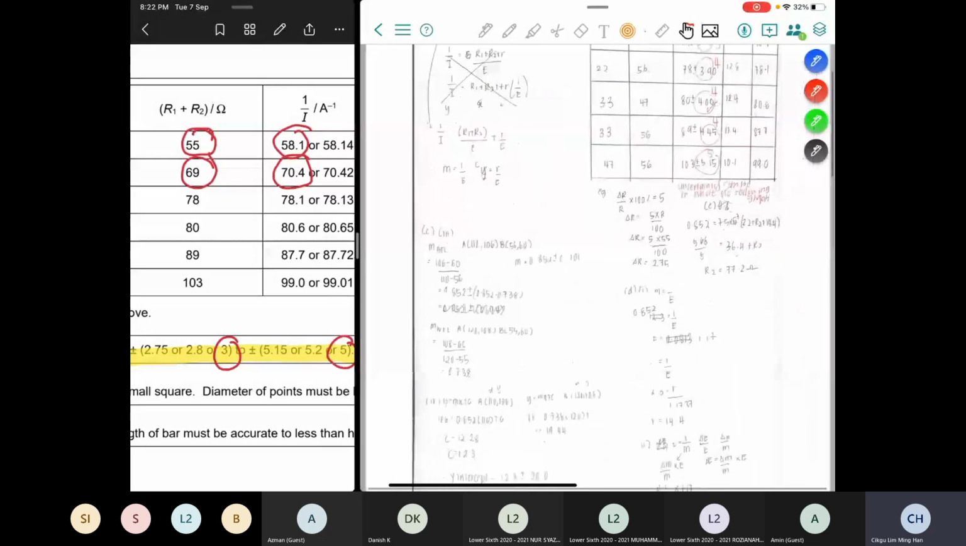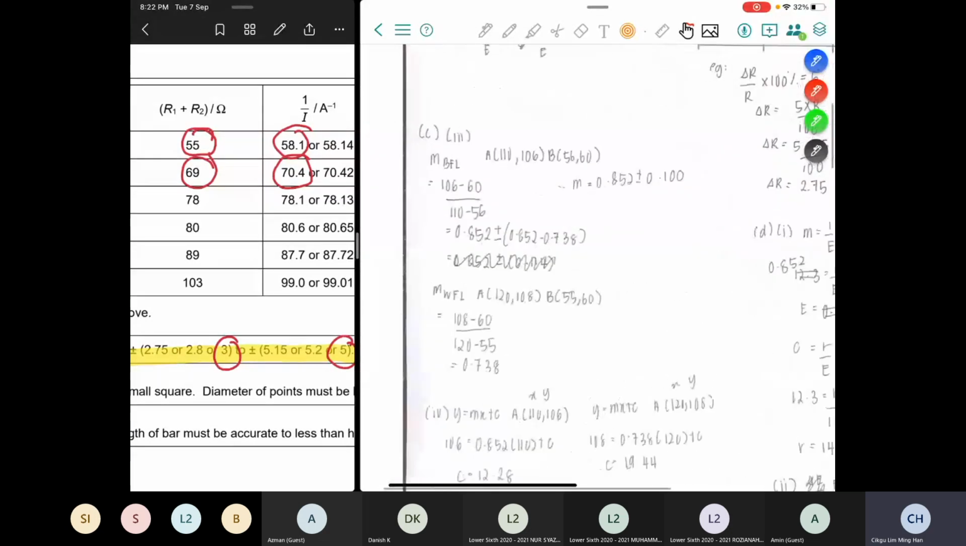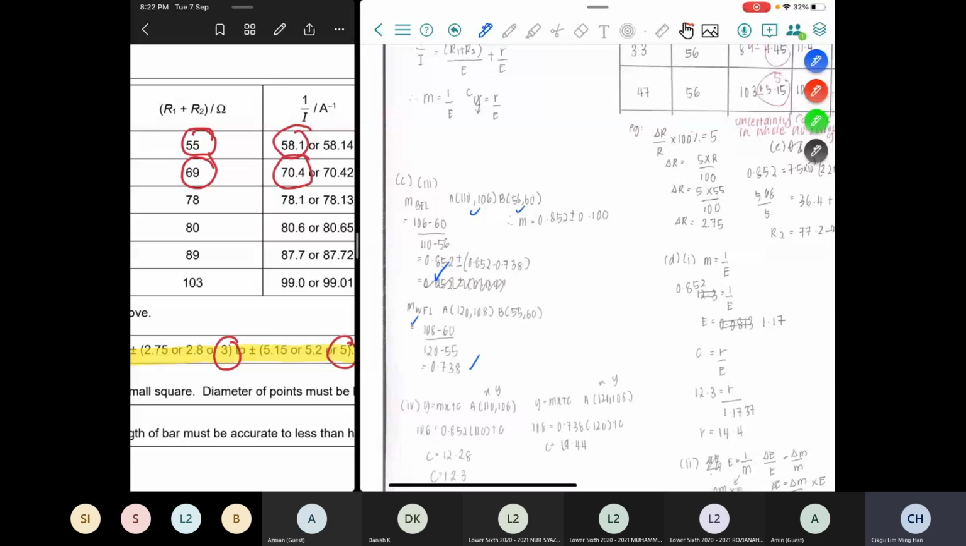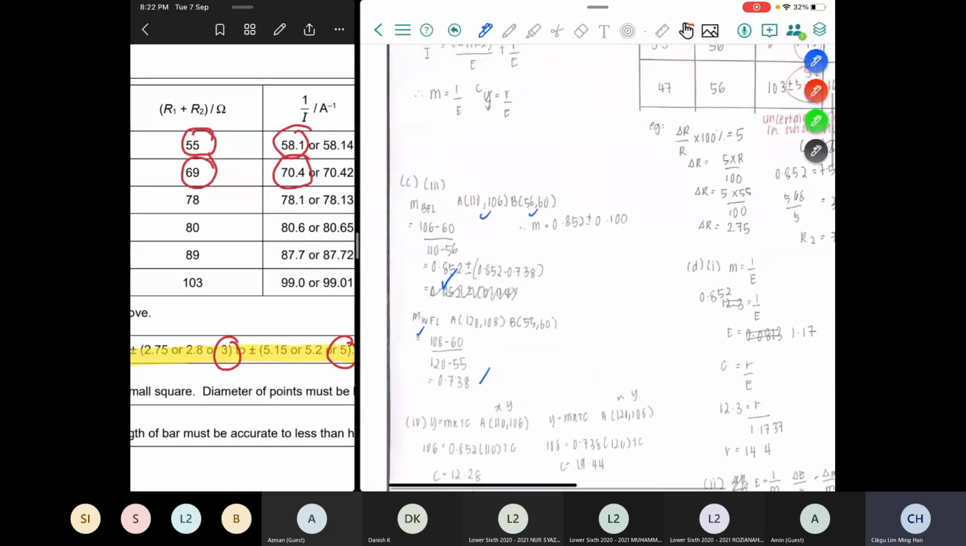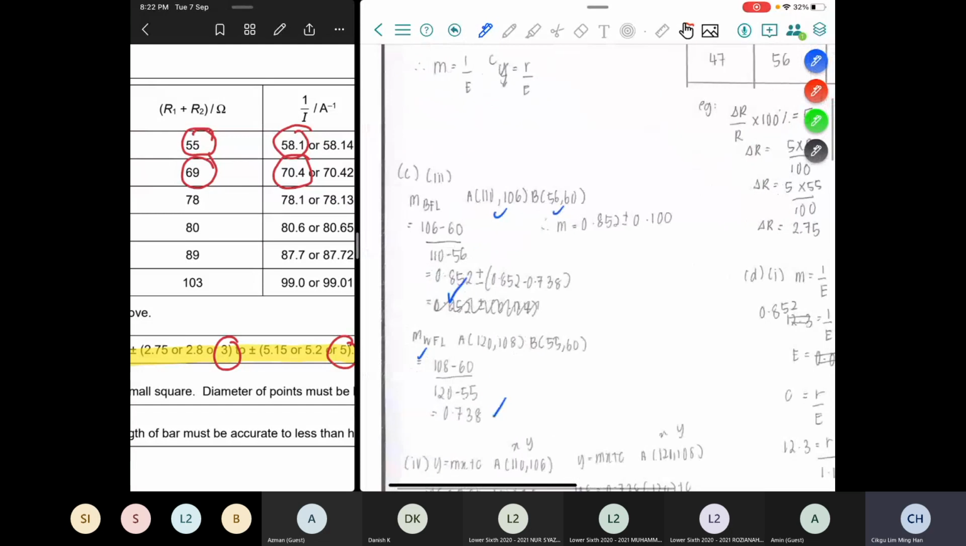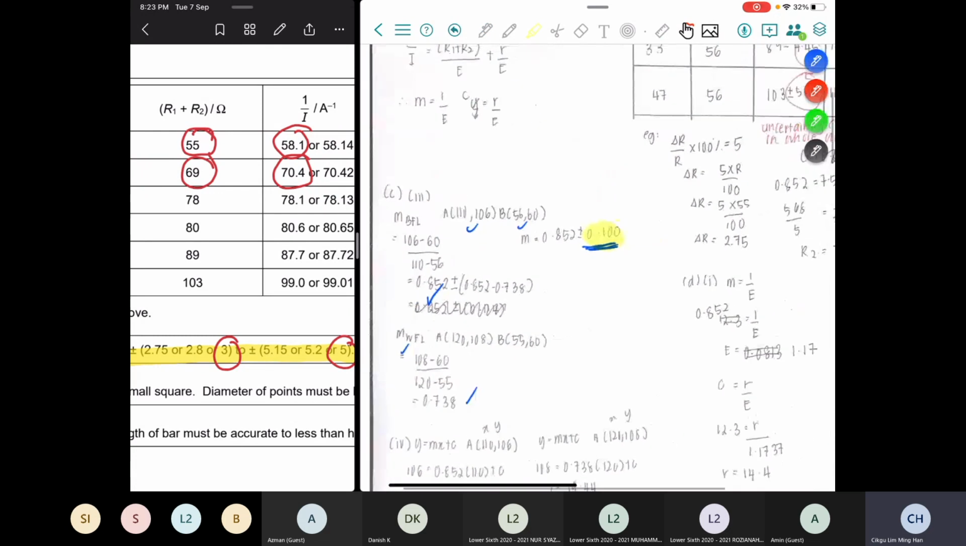Different a bit. I cannot zoom in, zoom out. Never mind. So normally you will choose the best fit line, the points, and then you get the gradient, and then you have the worst fit line, and then you get the gradient, and then after that you should get the uncertainty. How do you get the uncertainty? I don't see you get the uncertainty. How do you get this 0.1? I don't see any working here.